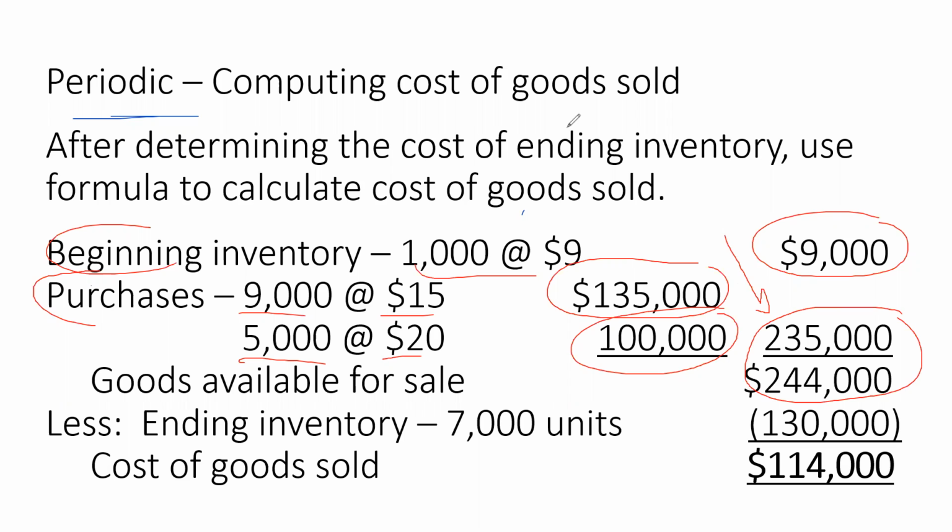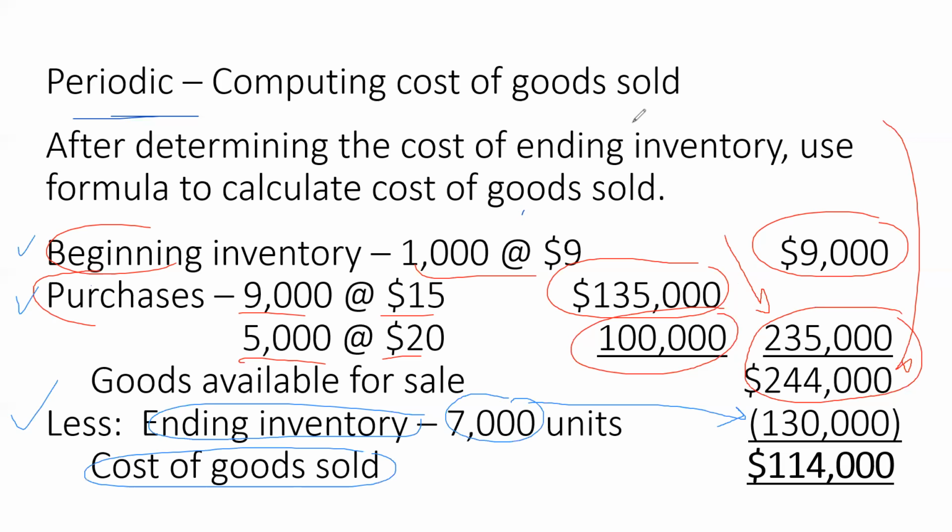If they had not sold any inventory at all, their cost would have been $244,000. But of course, they do sell some. So you come in here and you say, okay, what do I have left at the end of the year? And from our previous slides, we know ending inventory is 7,000 units. And according to FIFO, they had a cost of $130,000. Beginning inventory plus purchases less ending inventory gives you the number we're looking for, cost of goods sold.